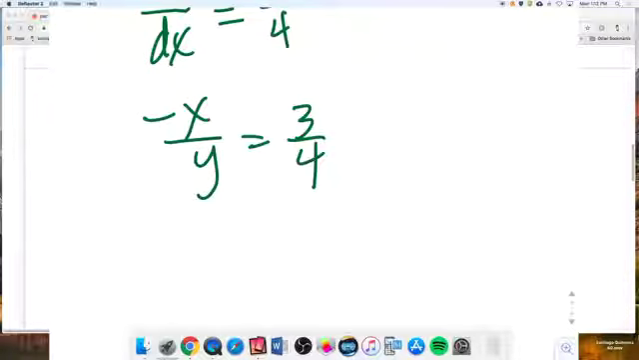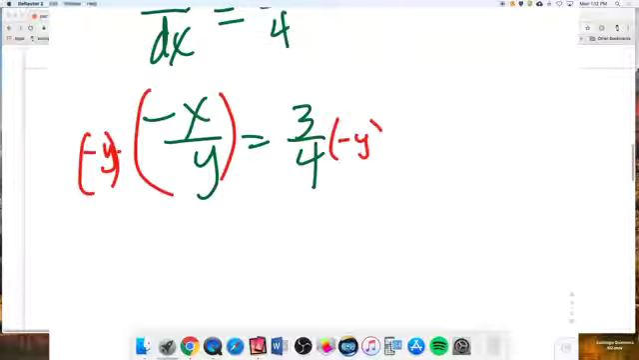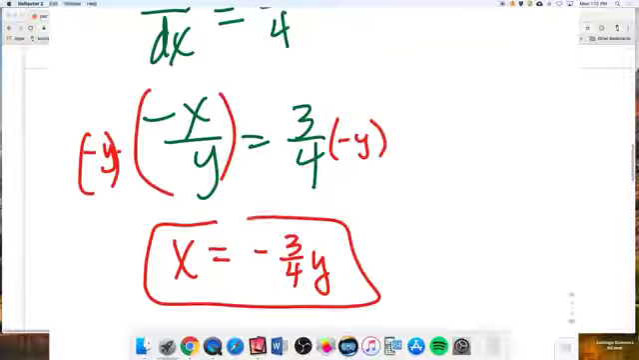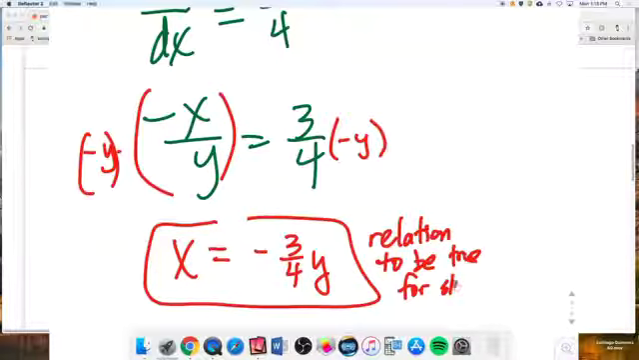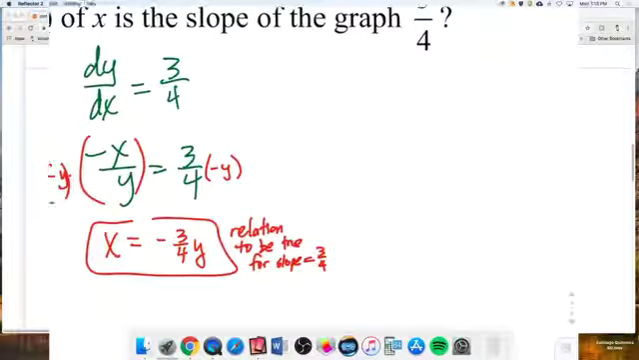So here's what you do. You can't solve that equation because there's two unknowns, can you? But here's what you could do. Let's solve for x. Let's multiply both sides by negative y. And I get x equals -3/4 y. This gives you a relation that must be true for the slope to equal 3/4. Okay, so what can we do with that?